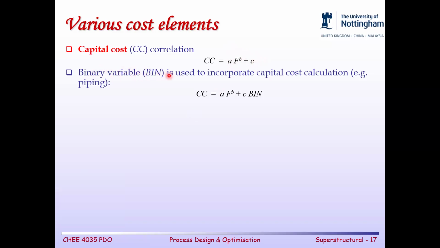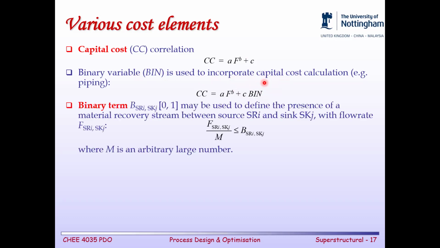Now, we can use a binary variable to incorporate the piping into the capital cost calculation. So it's used to define the presence or absence of the flow. Okay. So the binary term would either have a value of 0 or 1. If the value is 0, then there's no connection. And if the value is 1, then there's a connection between the source and sink.